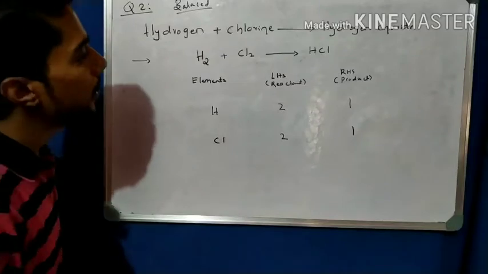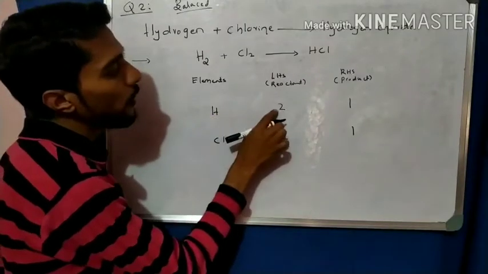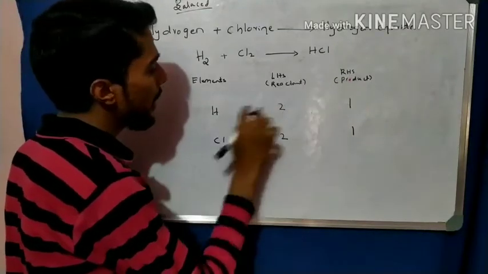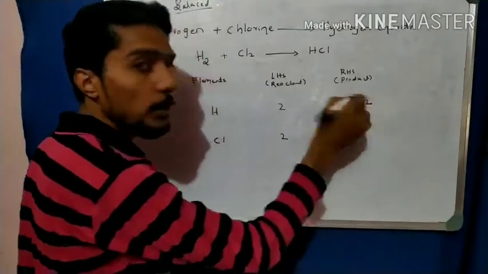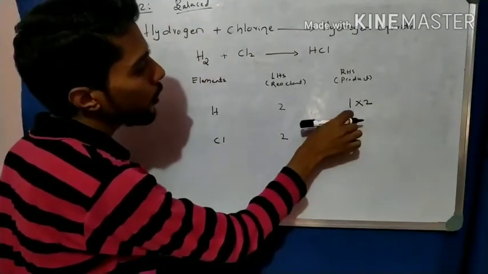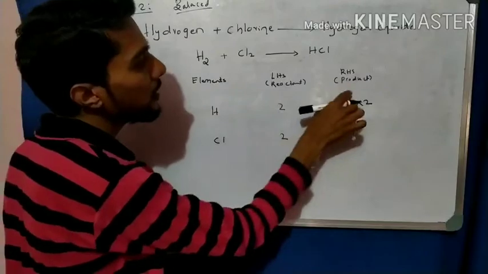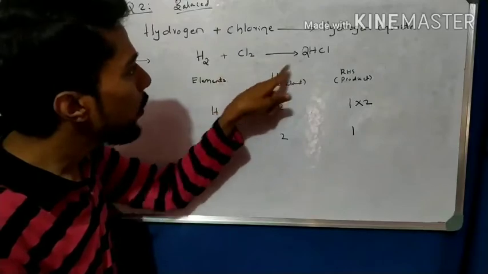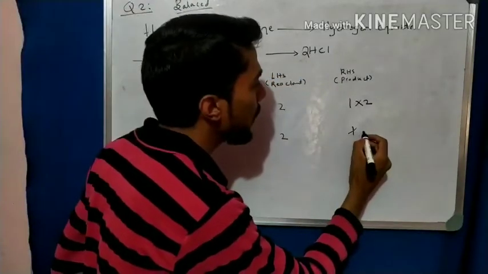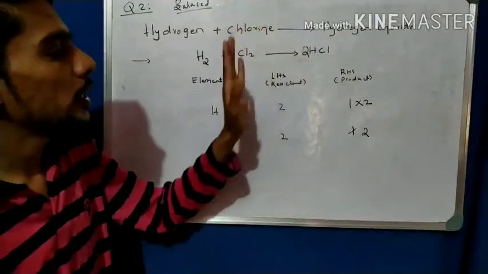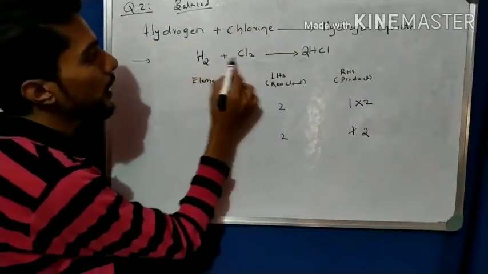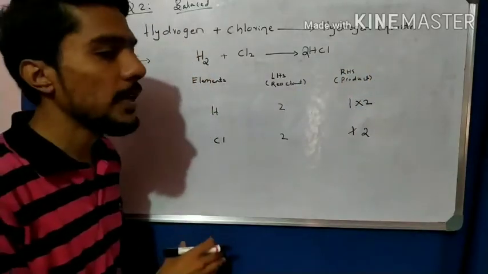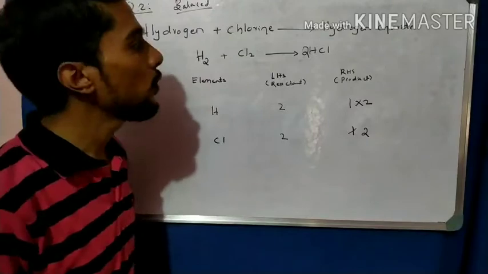So what did we do here? We have to balance the hydrogen. Here it is 2, not possible to make it 1, so we have to make it 2. On the RHS side, hydrogen multiplies with 2. Multiplication takes place, so 2 into 1 is 2. Now check H2, Cl2, again Cl is also 2. It is balanced, automatically balanced. See, H2, Cl2, 2HCl. It is a balanced chemical equation. Okay, so write down this.